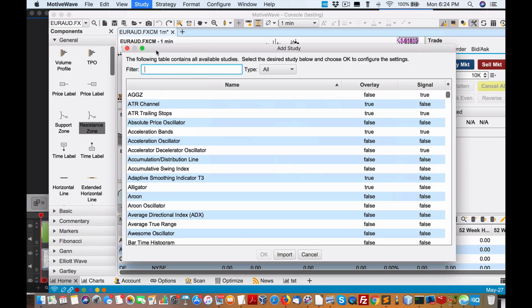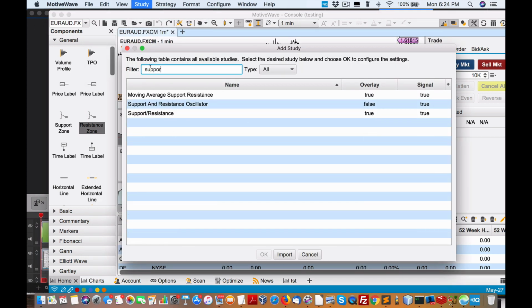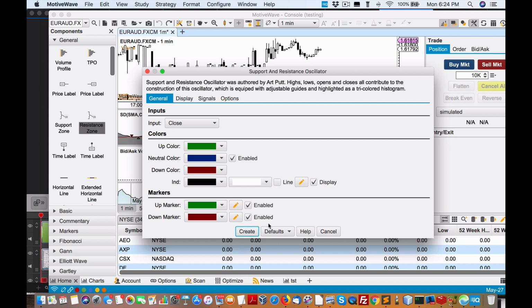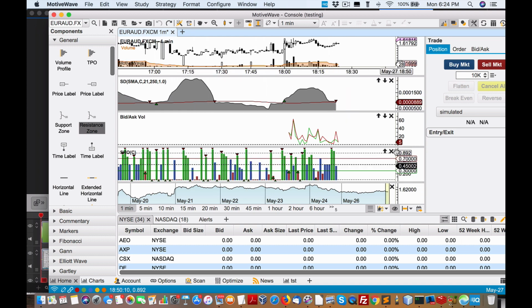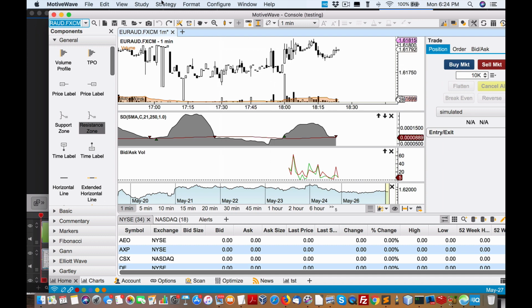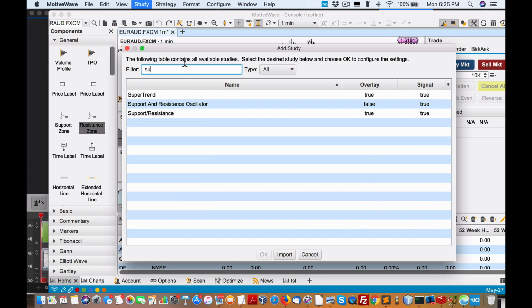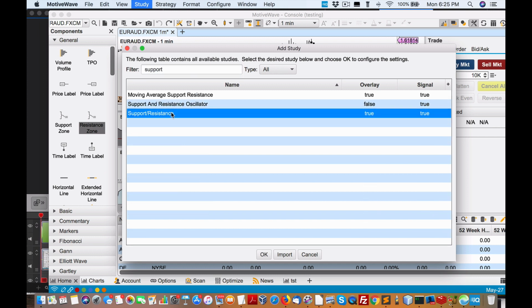So put in support, resistance oscillator. You know what? I'm going to try this oscillator. Let's see if that does anything. So looking at that, it lags. I don't like it. Let's see if we can do support and resistance right on the chart itself. Support and resistance.